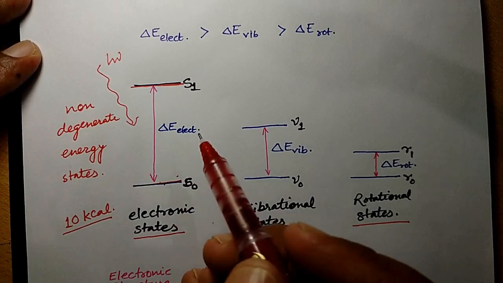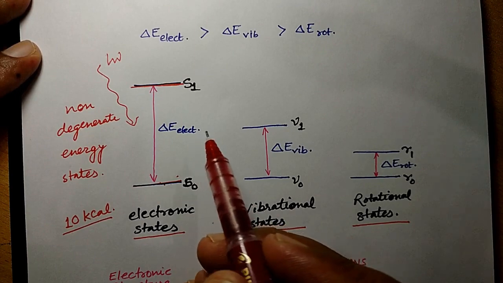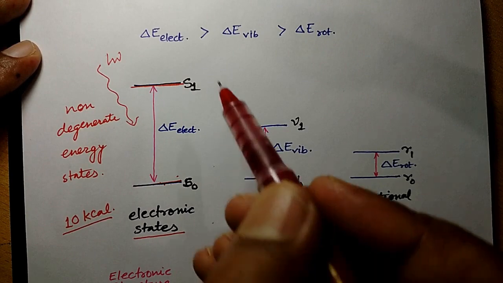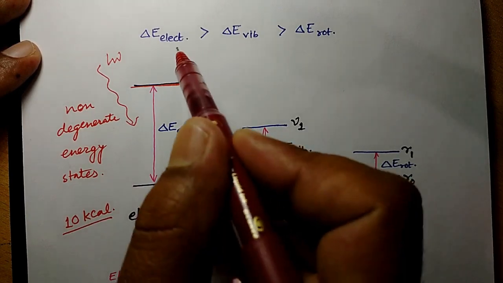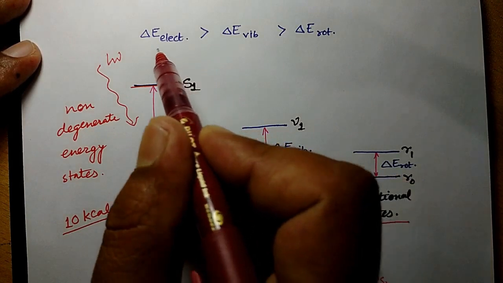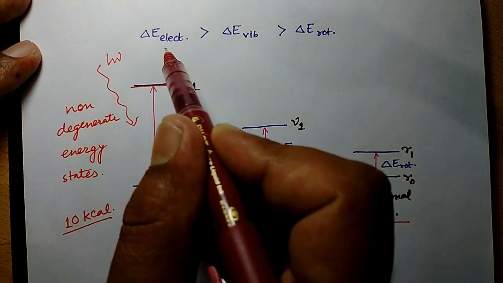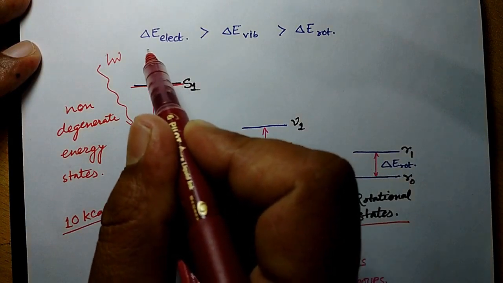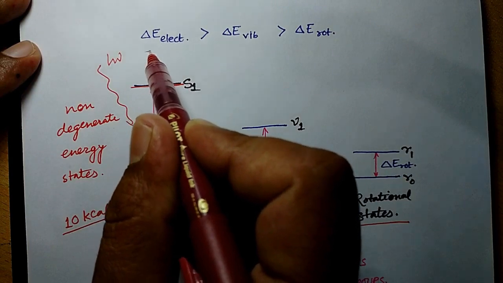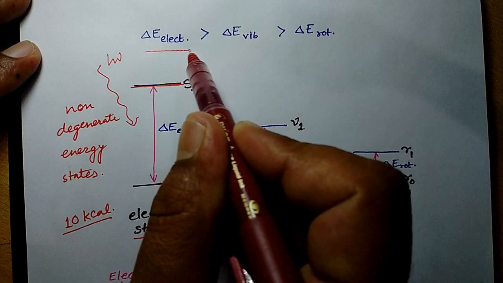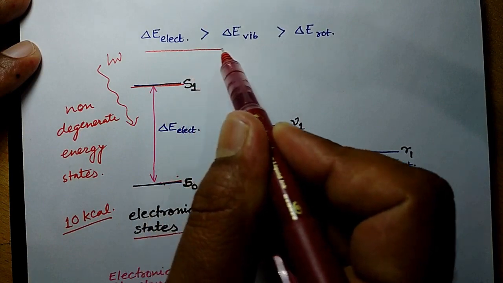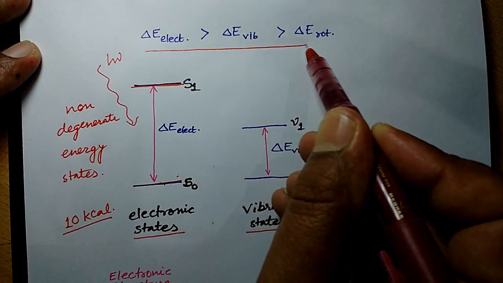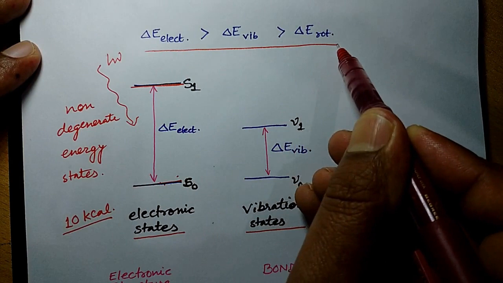So, for a given molecule, energy gap of electronic, vibrational and rotational levels follow following relation. Energy gap of electronic levels is higher than the energy gap of vibrational levels, which is further higher than the energy gap of rotational levels. So energy required for electronic transitions is highest one among all three, then the energy required for vibrational transitions, and then the energy required for rotational transitions.